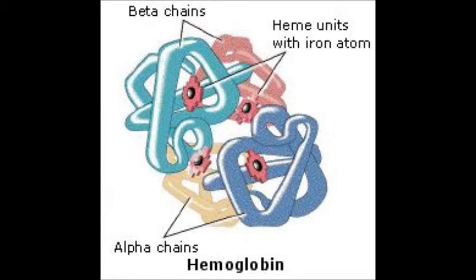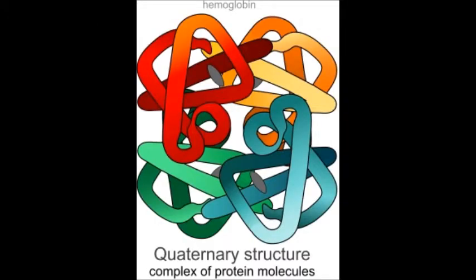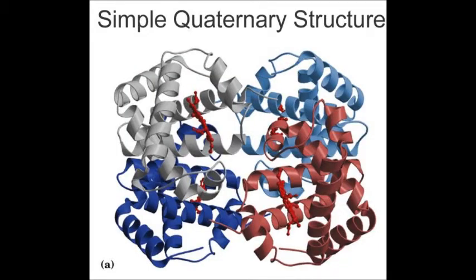Quaternary protein structure refers to multiple polypeptides that intersect to form a single structure bonding two or more subunits. An example of a protein with quaternary structure is hemoglobin. In hemoglobin, one protein binds to oxygen, while another binds to carbon dioxide. This is how one protein can serve two functions.